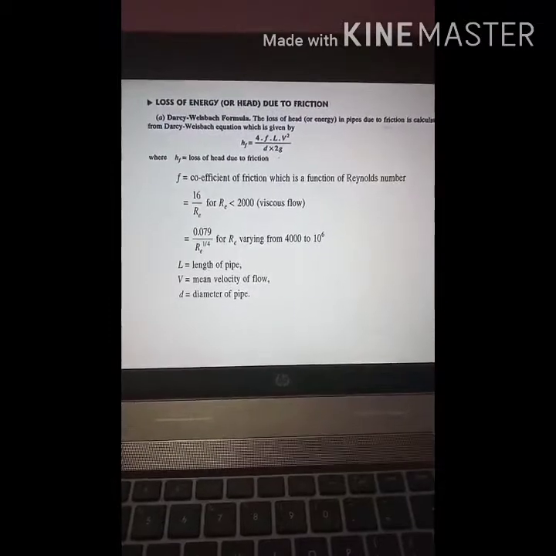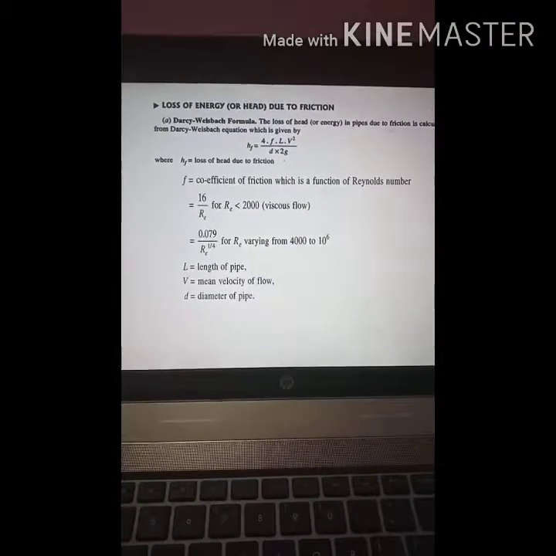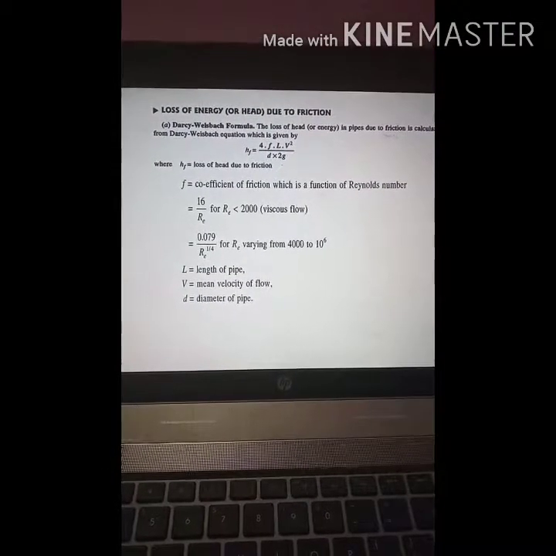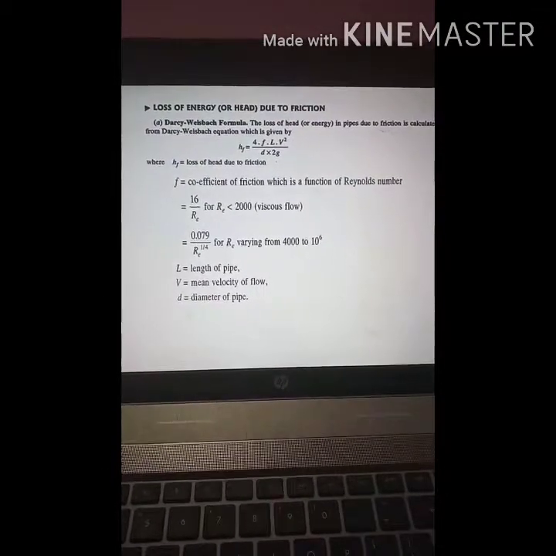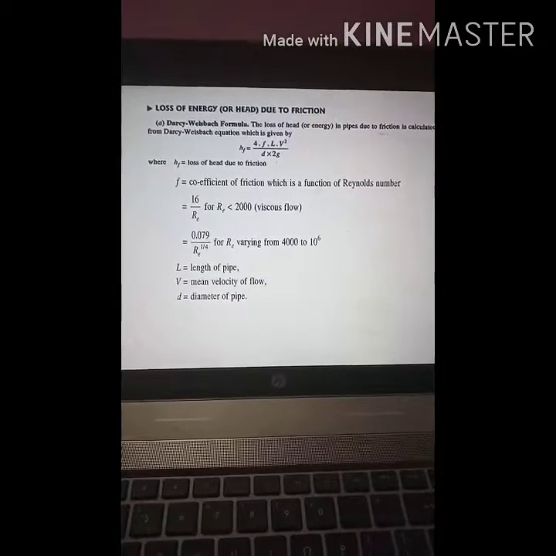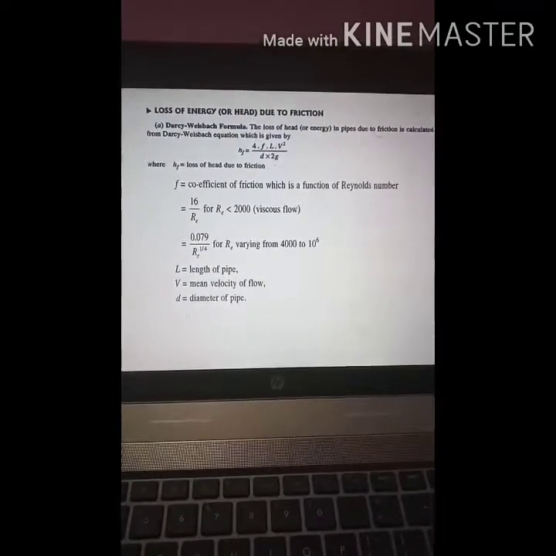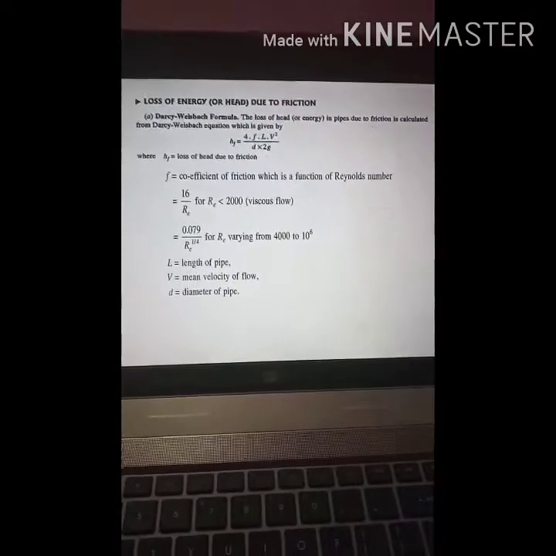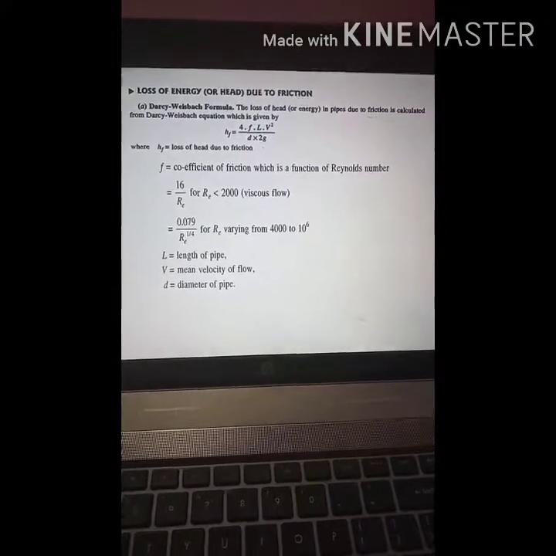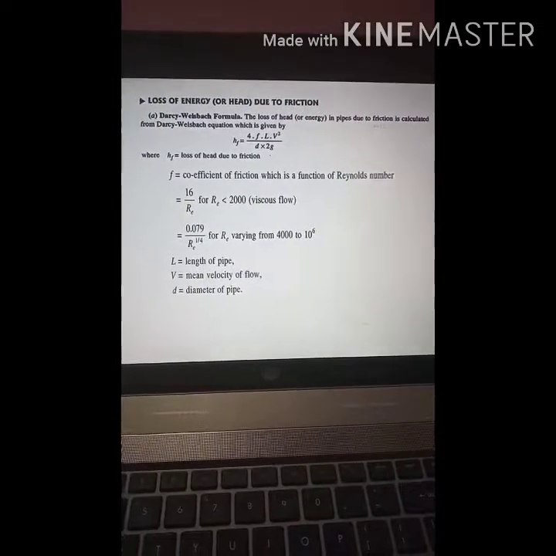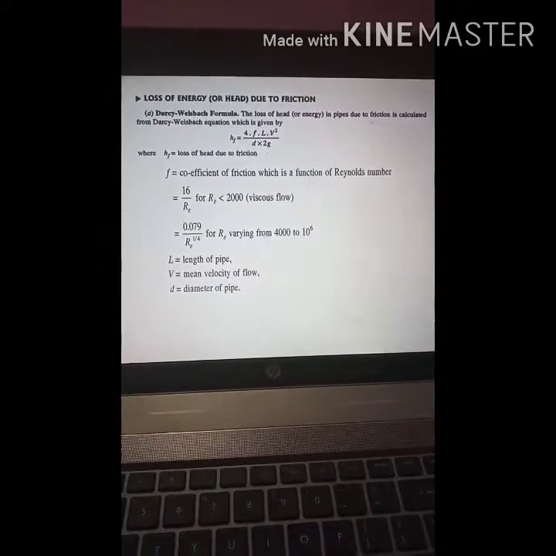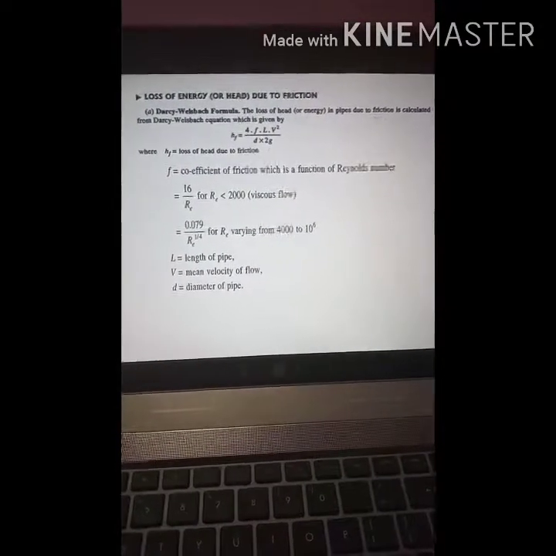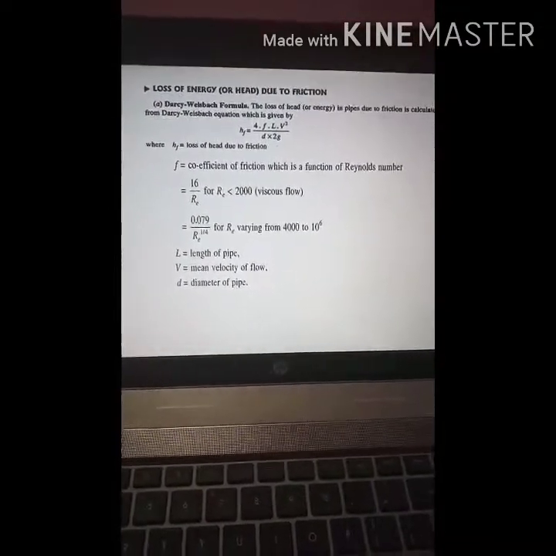So remember the difference between the friction factor and coefficient of friction. Friction factor is 4 times the coefficient of friction. So you have to carefully find the value of f. By using the formula 16 upon Re, you are finding the coefficient of friction. So you have to use the appropriate formula to calculate the coefficient of friction. For friction factor, you have to multiply the coefficient of friction by 4. Okay. So this is very important.